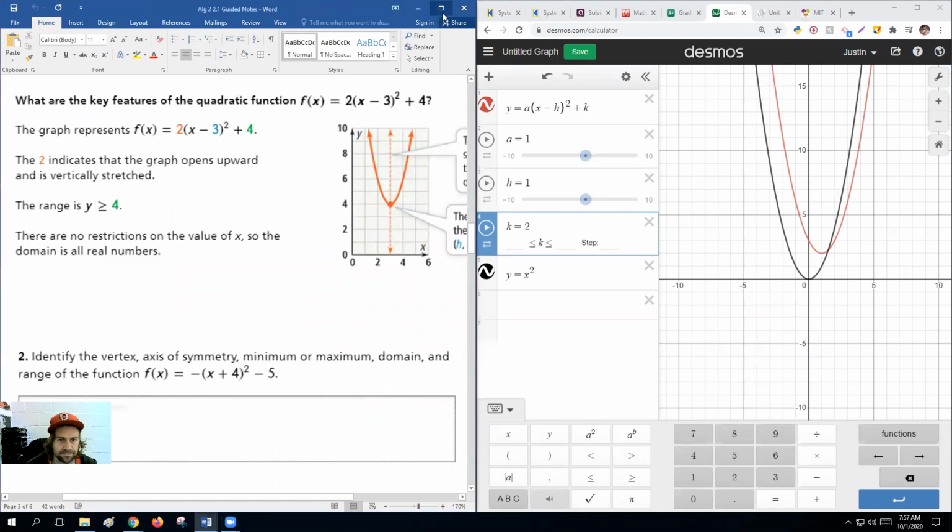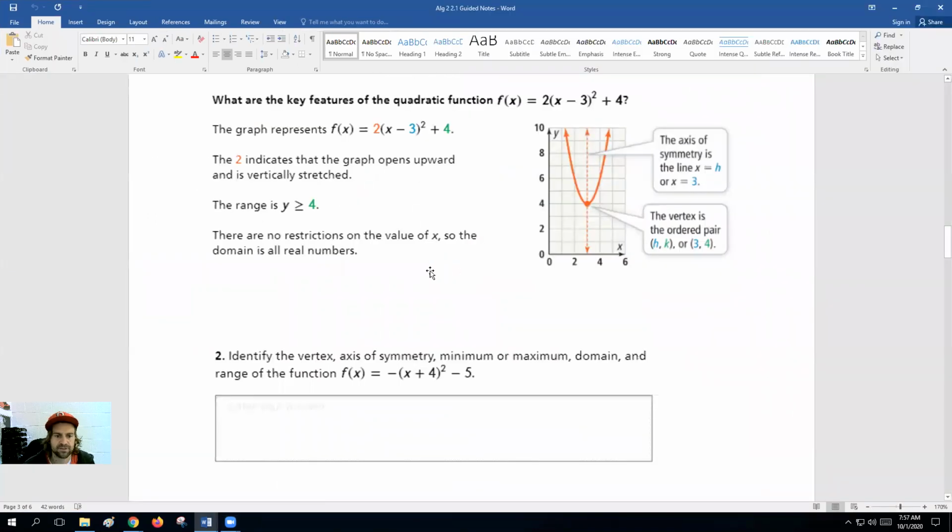I'm going to full screen this here. Okay, so what we're going to do now is to identify some of the key features of the quadratic equation. So this is not just going to be domains and ranges, but really what's going to happen in the graph. The first key feature is the vertex.